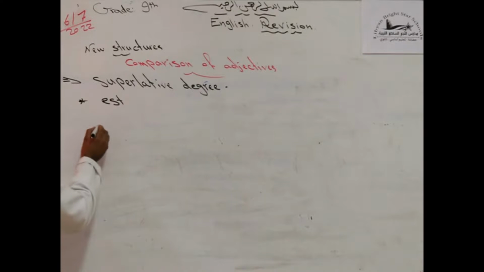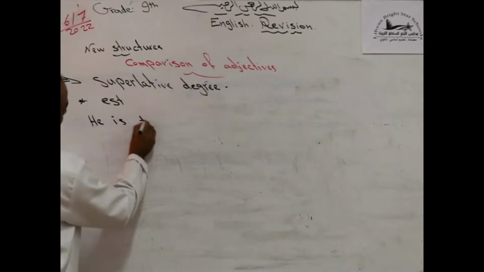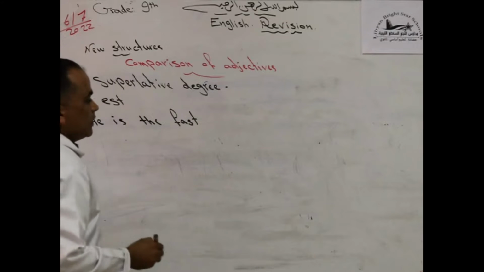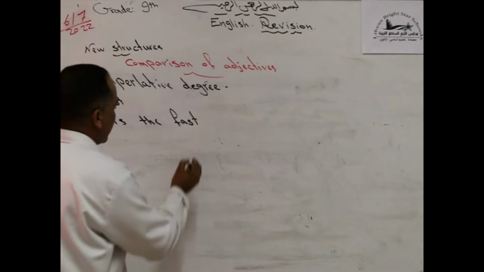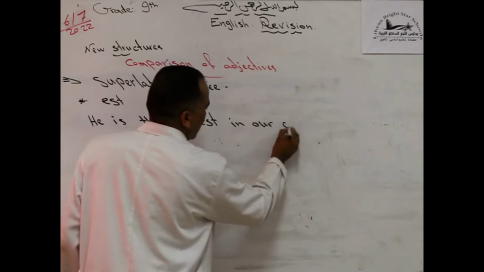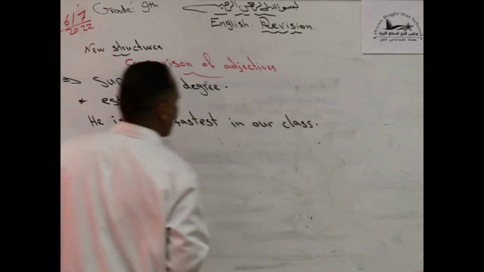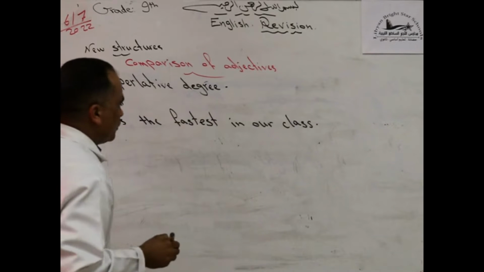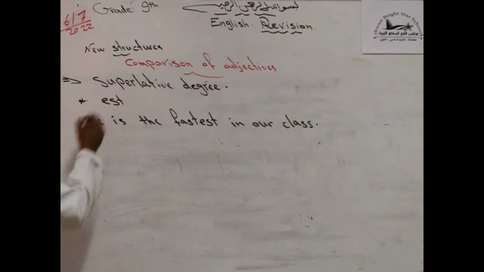For example, he is the fastest in our class. Fast here has 1 syllable, so est is added. 1 syllable adjective, add est at the end of the adjective. 2 syllables, add est. If we have more than 2 syllables, the most or the least is used.